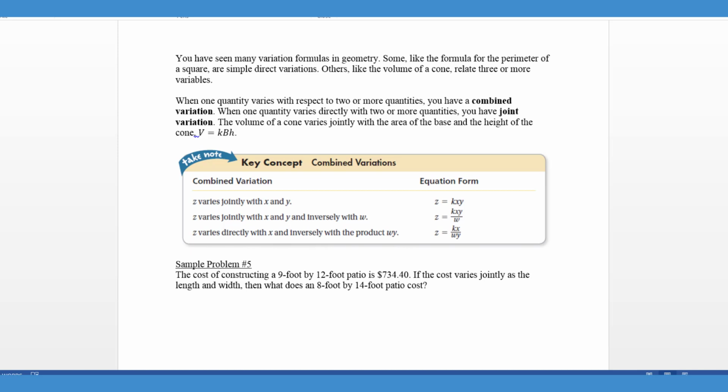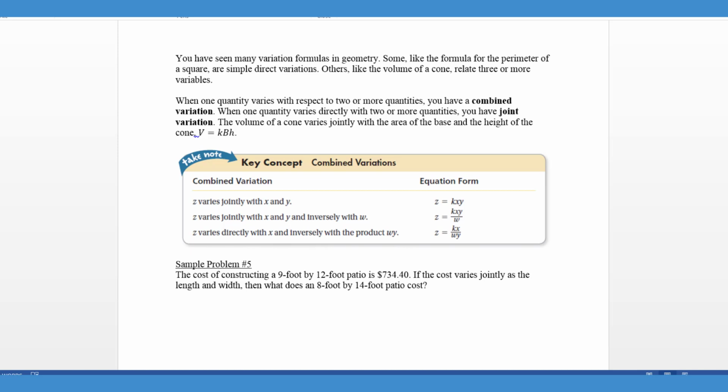And you tend to see this a lot in geometry when we start to have multiple variables in a problem, such as in our volume problems. And so if you see joint variation, we're referring to a type of direct variation. And of course, if we say inverse, then we're looking to create something with a fractional form or denominator. So you definitely want to take the key concept summary box there and review that very carefully.